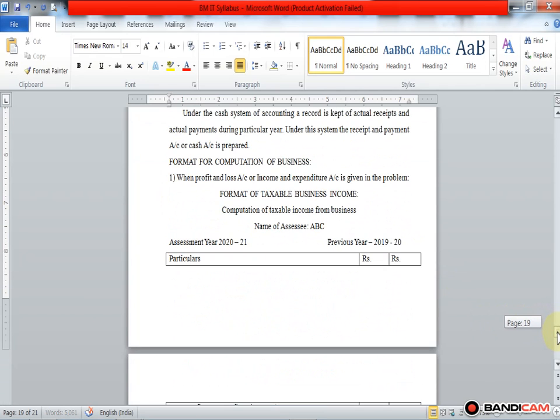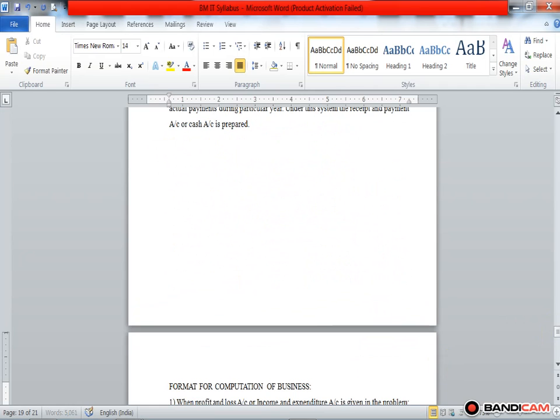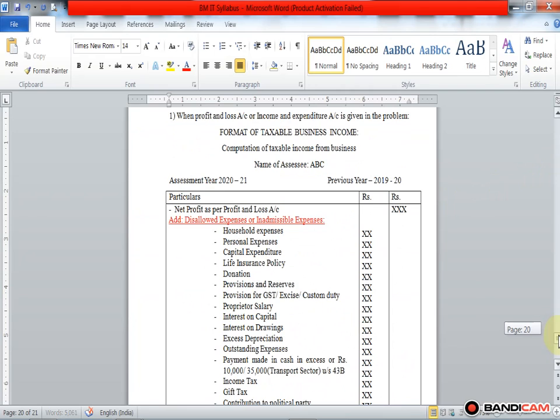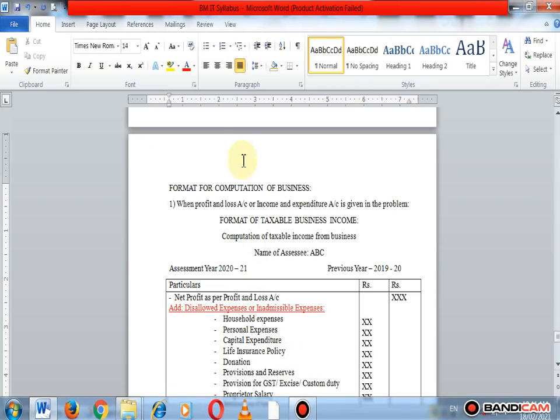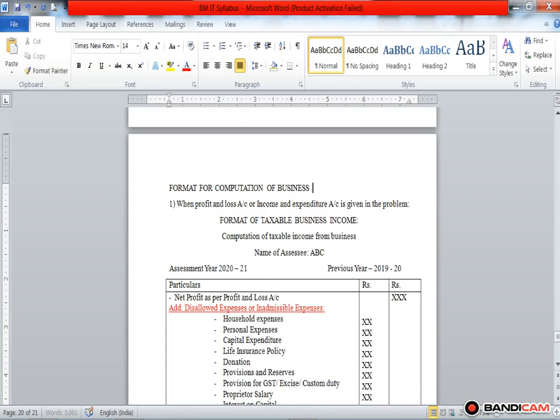Now we are going to discuss the format for computation of business income or taxable income of business. The first method is used when a profit and loss account or income and expenditure account is given in the problem. Then we follow this format to compute the taxable income of a business.